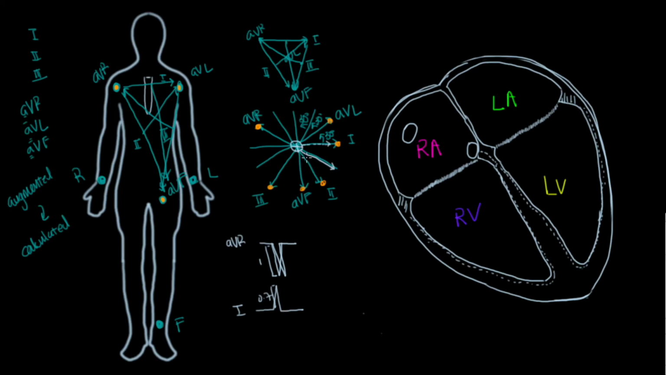And say we take lead 3, right? Lead 3 is actually completely perpendicular to the direction of AVR. So there's no element of the charge that's actually moving along this axis over here. So it would actually not show anything.